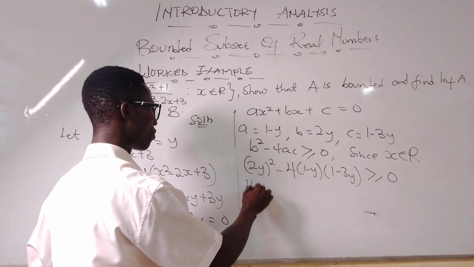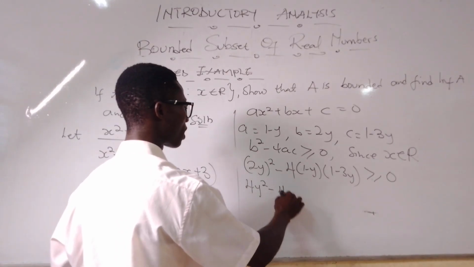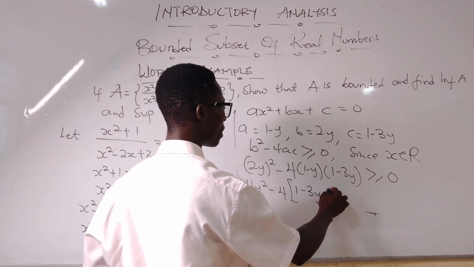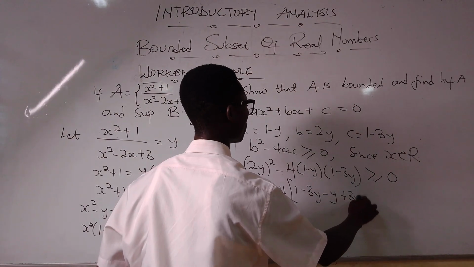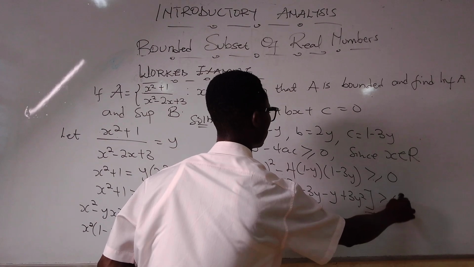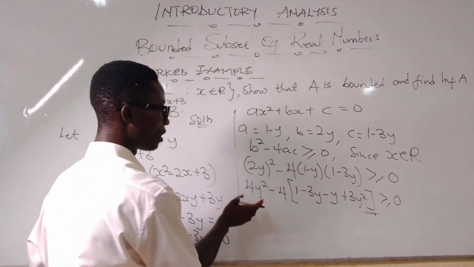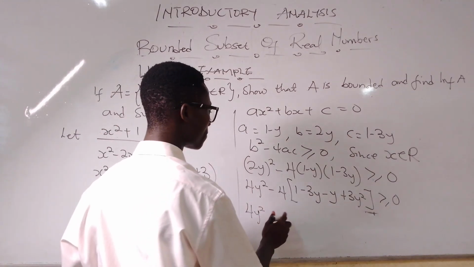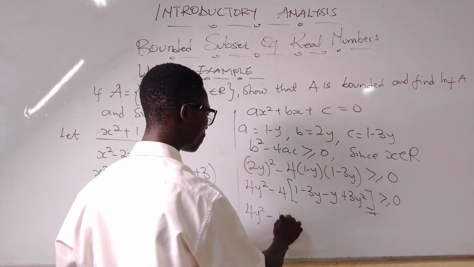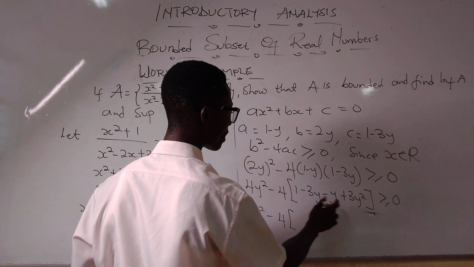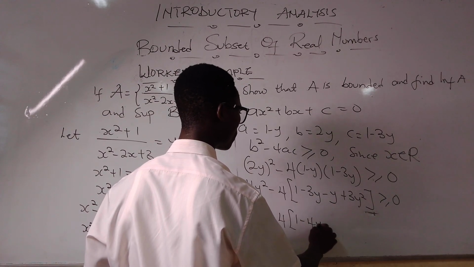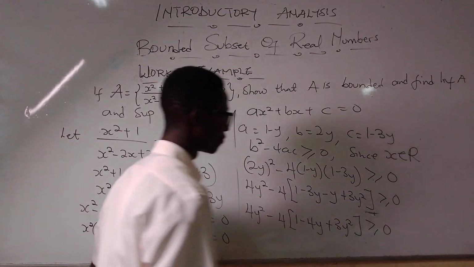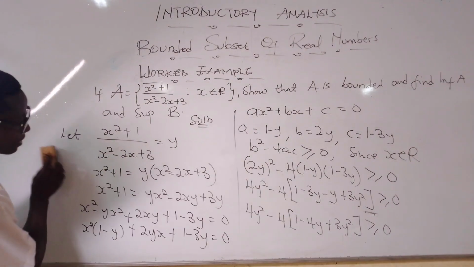Now here I will get 4y squared minus 4. Let me simplify this one. I'll have 1 minus 3y minus y plus 3y squared greater or equal to 0. Now this place I'll have 4y squared, and this place too I'll have negative 4 into bracket. Let me simplify here. 1 minus 4y plus 3y squared is greater or equal to 0. So let's continue.